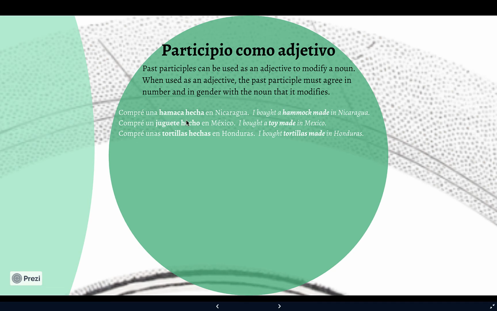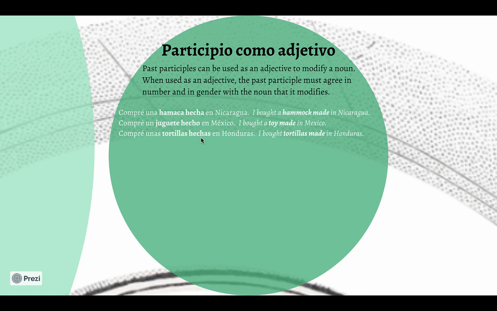Compré una hamaca hecha en Nicaragua. Compré un juguete. Juguete is masculine, right? Hecho en Mexico. So as you can see, hecho and hecha, they agree with the noun. Compré unas tortillas. Here tortillas is feminine plural. Hechas en Honduras. So just remember that when you're using the participle as an adjective, it has to agree with the noun.